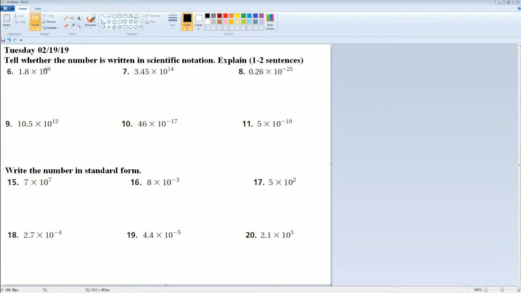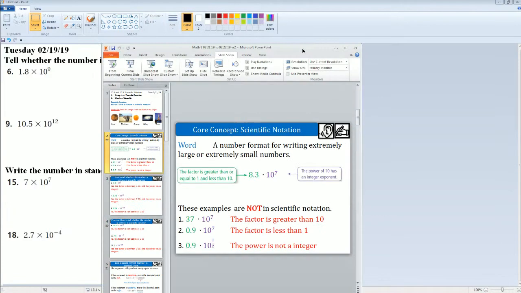Tuesday. The first one says, tell whether the number is written in scientific notation or not. That is 6 through 11. So let's do a little review before we do the problem.